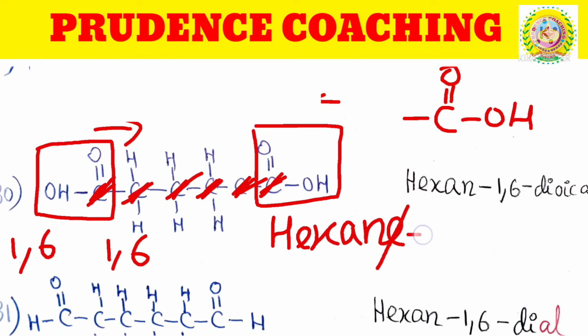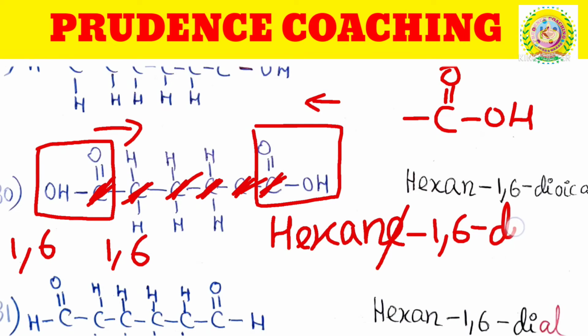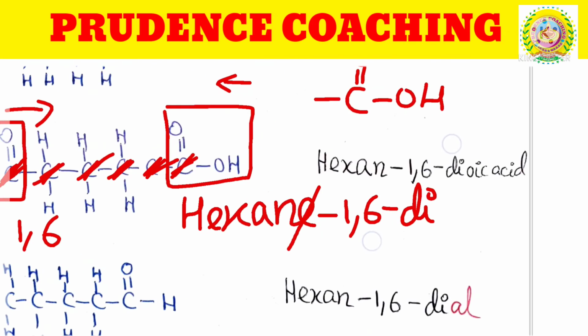So you need to write here hyphen 1, 6, that is the position of carboxylic acid. Give a hyphen, as 2 carboxylic acid are there, so di. Then you need to write oic acid. Here your answer will be hexane 1, 6 dioic acid. This is our final answer here.